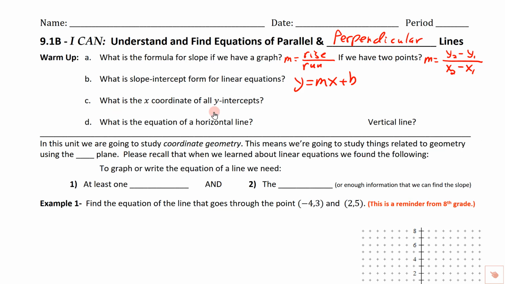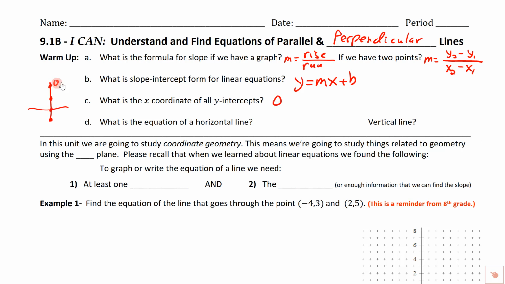Now, quick question here for you to think about. What is the x-coordinate of all y-intercepts? So we've got a whole bunch of lines that are going to cross the y-axis. Well, they might cross up here, down here, wherever it happens to be. Every single one of these, they have something in common. They have the exact same x-coordinate, and that's going to be 0.